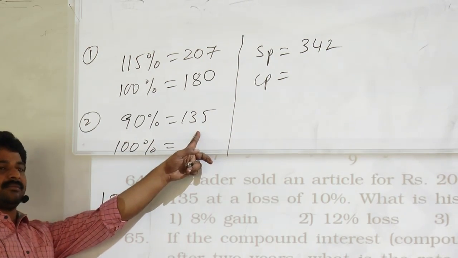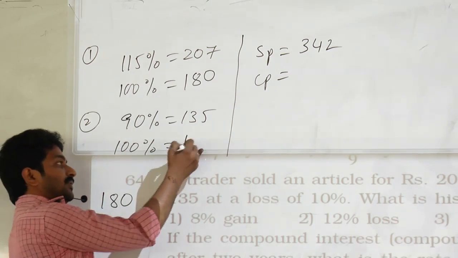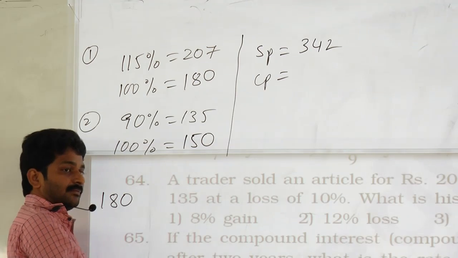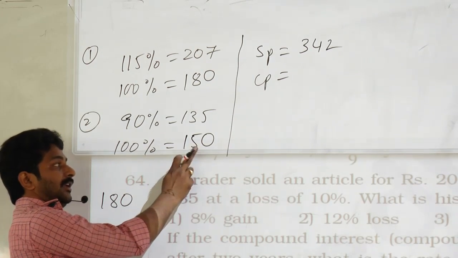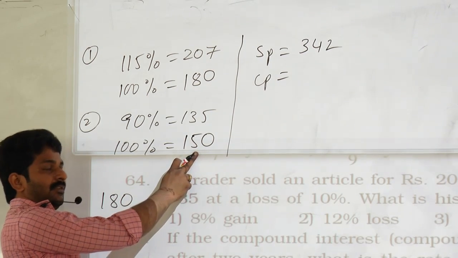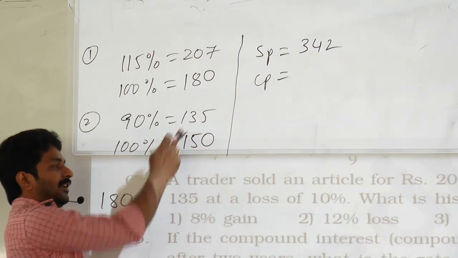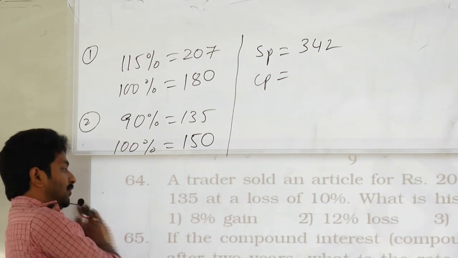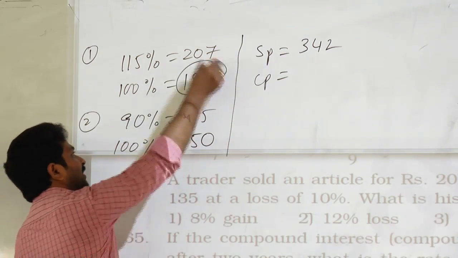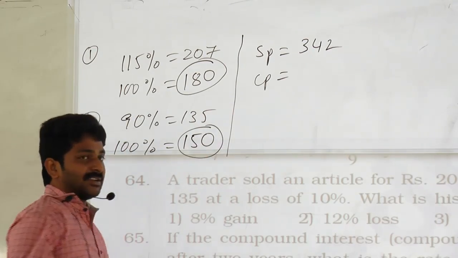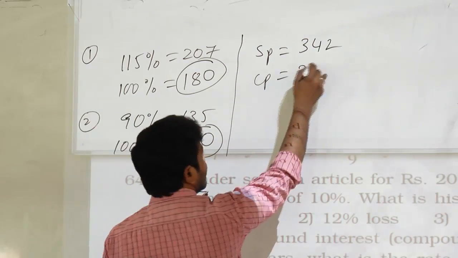90% is 135. 100% is how much? 150. 10% of this is 15. When you subtract 15 from 150, you will get 135. Satisfied. So the total cost price is the sum of 180 and 150. How much is that? 330.